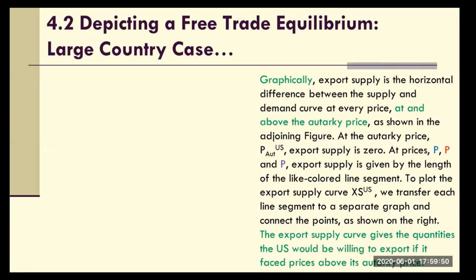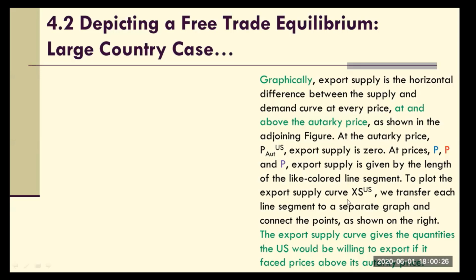Graphically, export supply is the horizontal difference between the supply and the demand curve at every price at and above the autarky price, as shown in the adjoining figure. At the autarky price, US export supply is just 0. At price P in blue, P in red, and P in purple, export supply is given by the length of the colored line segments.